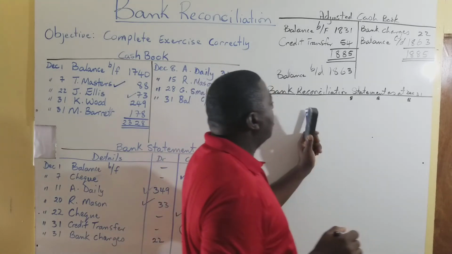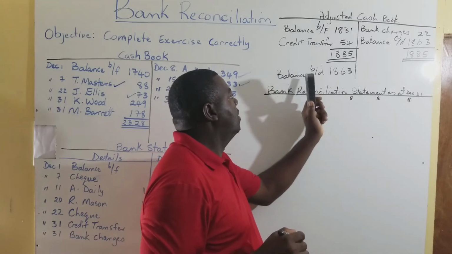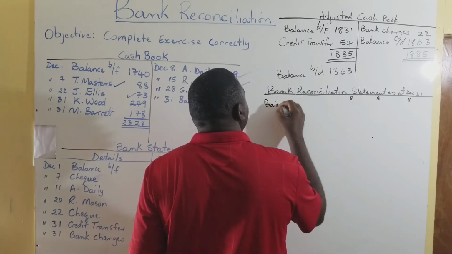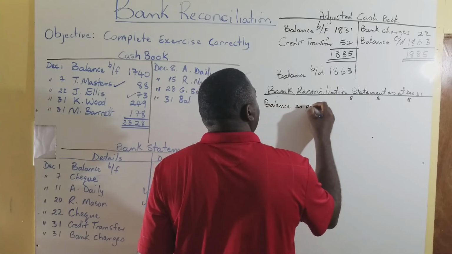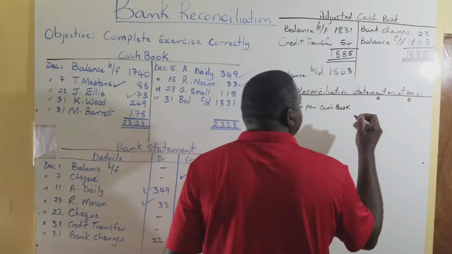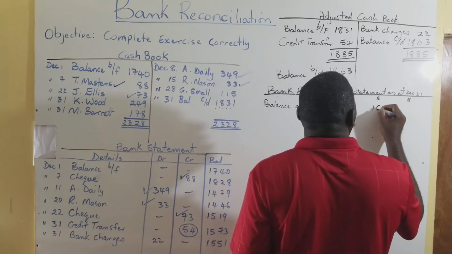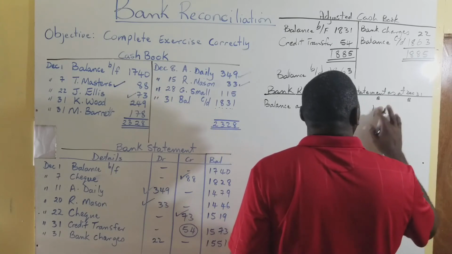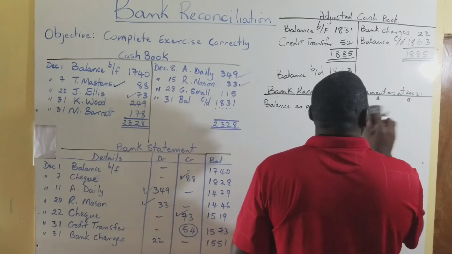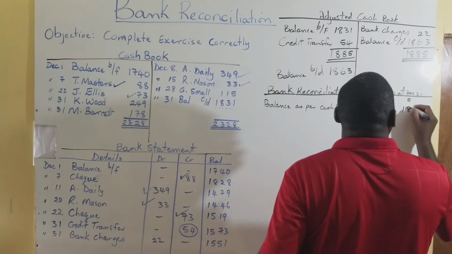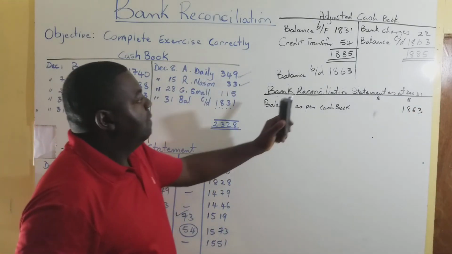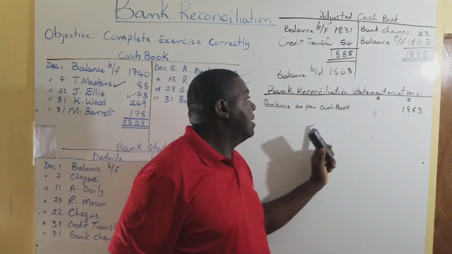So we're going to begin the bank reconciliation statement with the balance brought forward, and it is going to be balance as per cash book. It's going to be 1863. No, that's not right. It should have been out here. 1863. Good. So we use the current adjusted balance from the cash book.